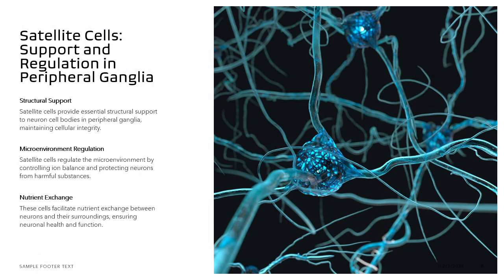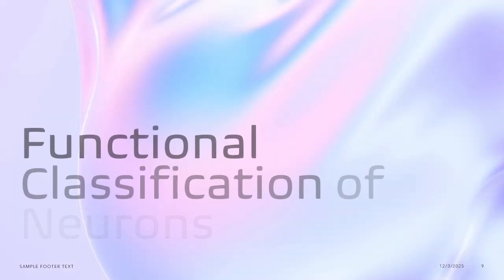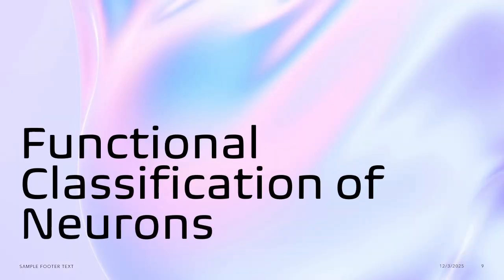Next, we have the satellite cells. Satellite cells surround the neuron cell bodies within peripheral ganglia. They're providing structural support, regulating the microenvironment, facilitating nutrient exchange. So these are basically, I kind of think of them as like little nurse cells. They're going to make sure that everything is well taken care of and provide us with the things that we need to be successful. Okay, then, so those are like all of our support staff, our support cells.